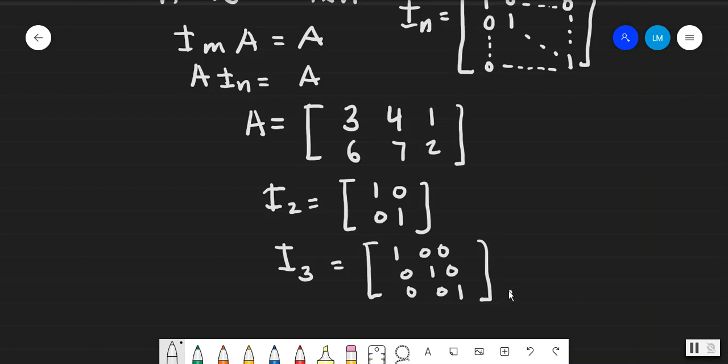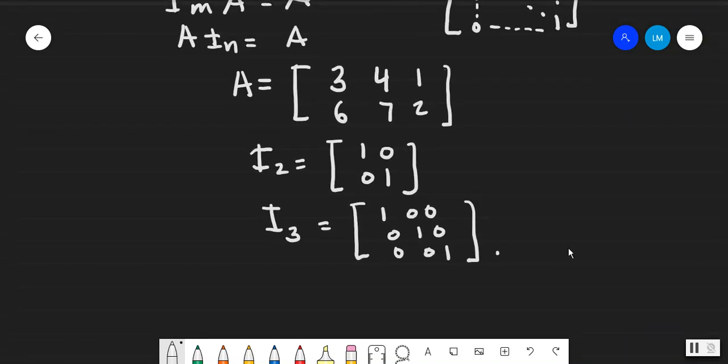Now, I will say that basically it's not really a coincidence that these matrices look very similar to how you were reducing a system of equations.